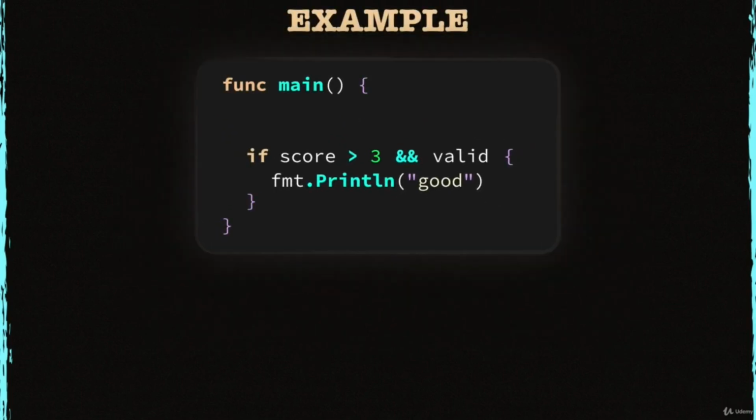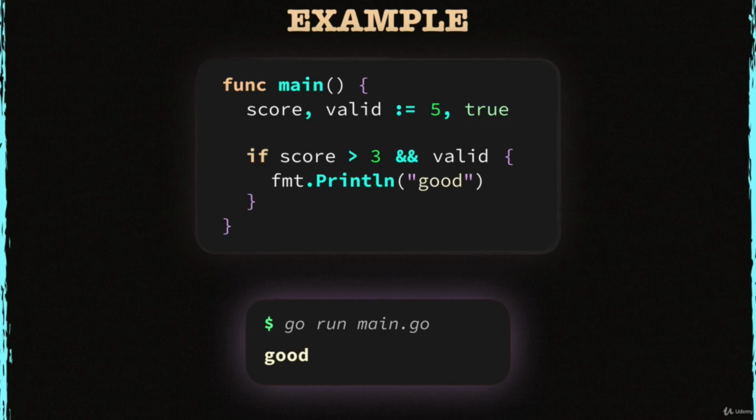Okay, good. Now let's short declare score and valid variables like this. Let's say that the player's score is 5 and it's a valid score. So let's initialize the variables with those values now. Okay, let's run it.